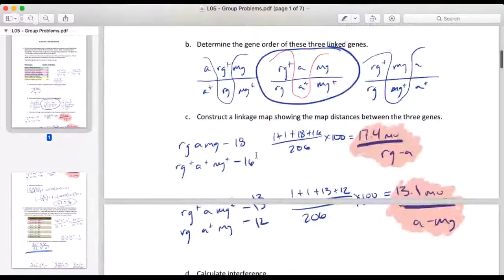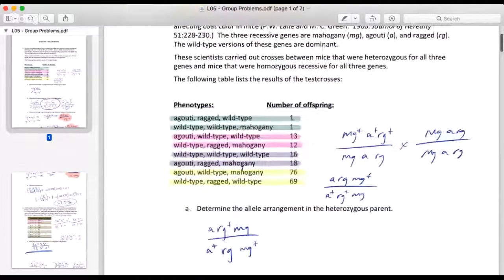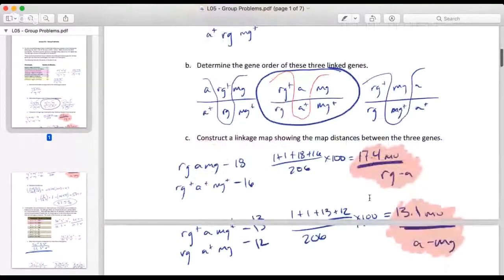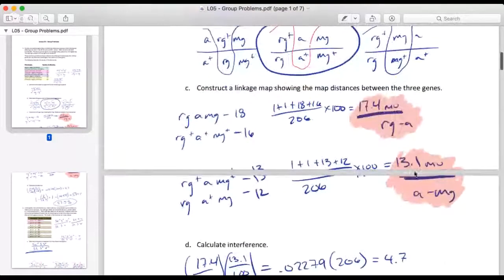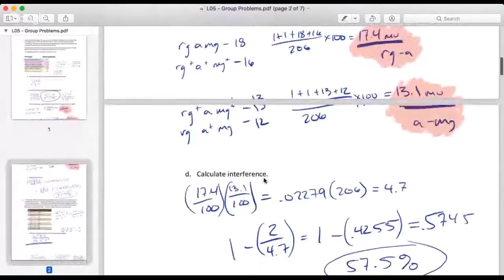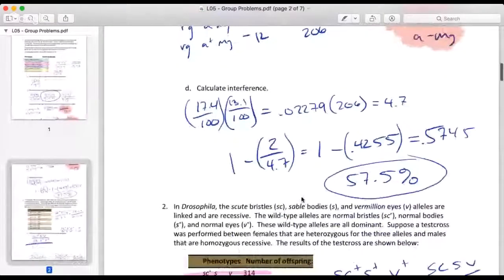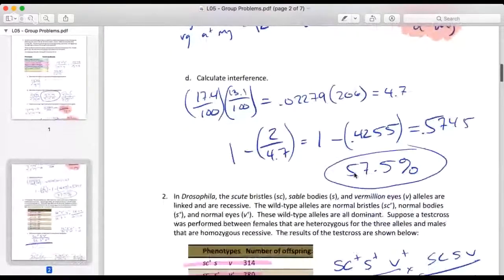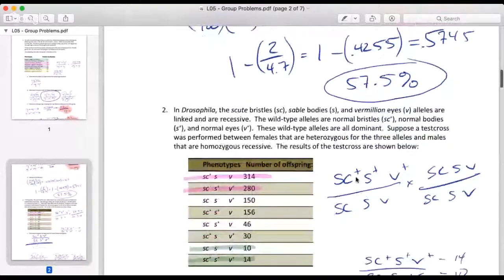For part C, constructing that map and using the information above, we got 17.4 for the RG to A, and then 13.1, and then calculating the interference with that, the answer that our group had was 57.5%.